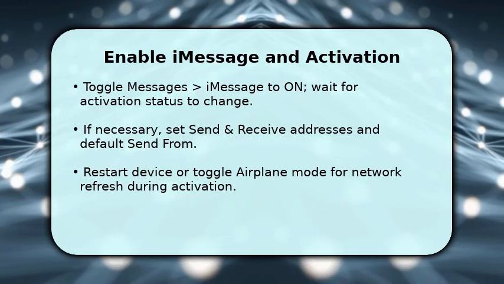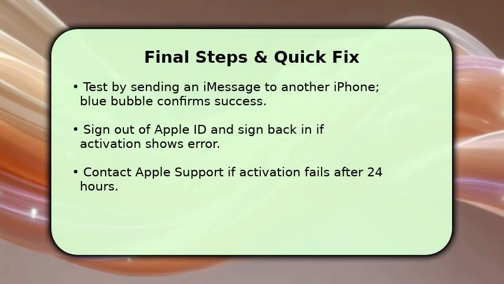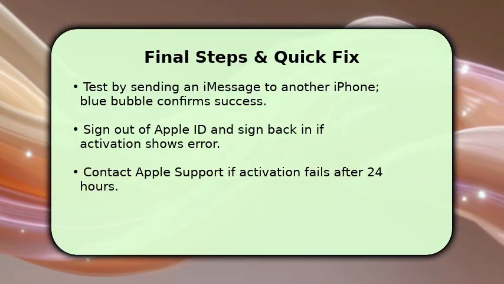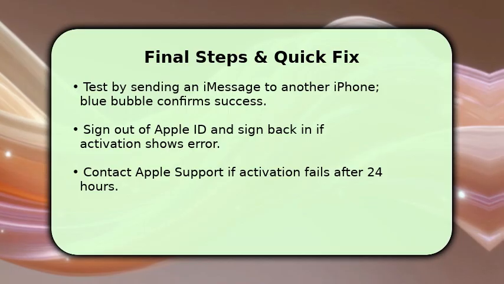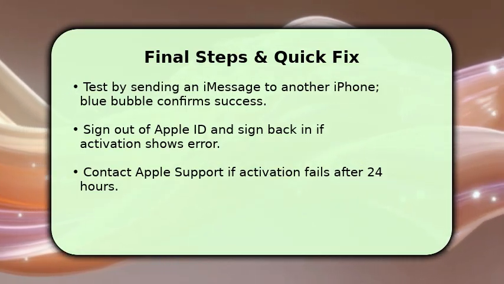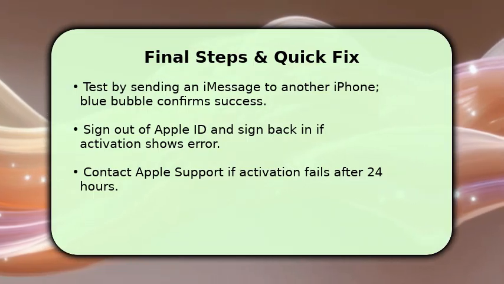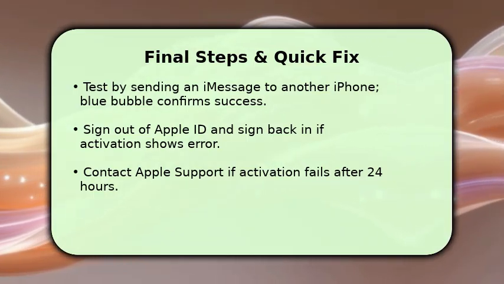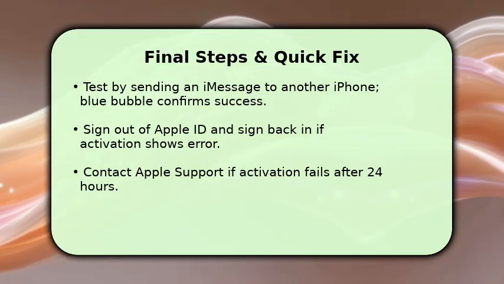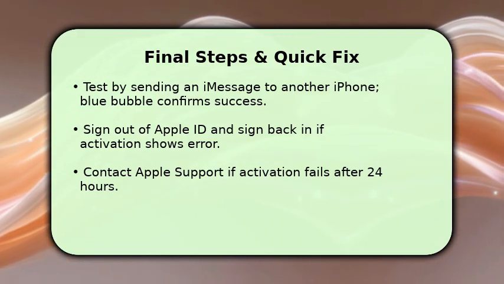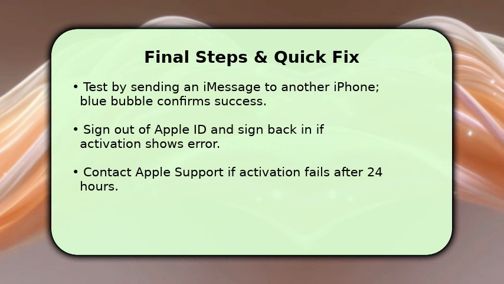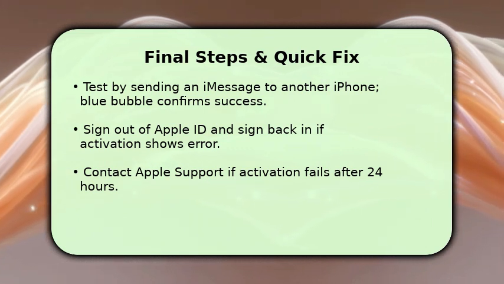Finish by validating that iMessage works end-to-end. Send a message to someone with an iPhone. A blue bubble means iMessage is active. If you see green bubbles or an activation error, sign out of your Apple ID in Settings, restart the phone, then sign back in and re-enable iMessage. For persistent activation failures, wait up to 24 hours and contact Apple support. Carrier or Apple server issues sometimes cause delays. One key tip: ensure date and time are set to automatic to avoid verification conflicts.